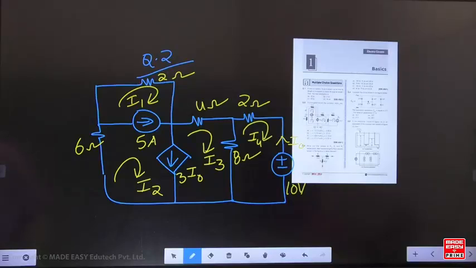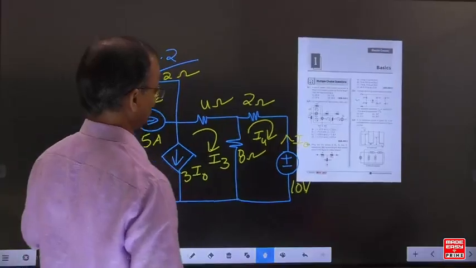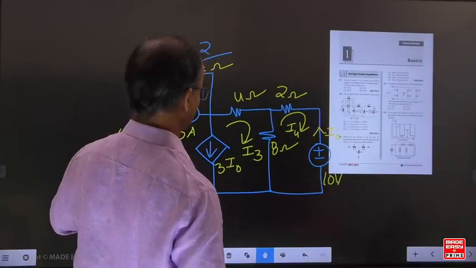Super mesh is one special case. Mesh analysis is different; super mesh is one special case in that. Try to understand carefully, don't try to develop new concepts. If you develop a new concept, you will get a Nobel Prize, be careful.